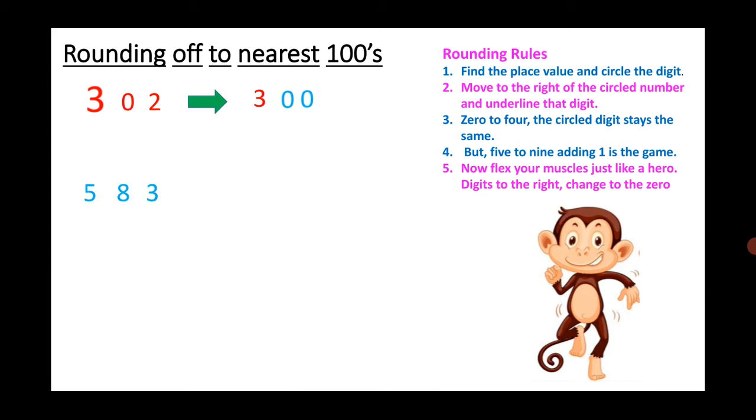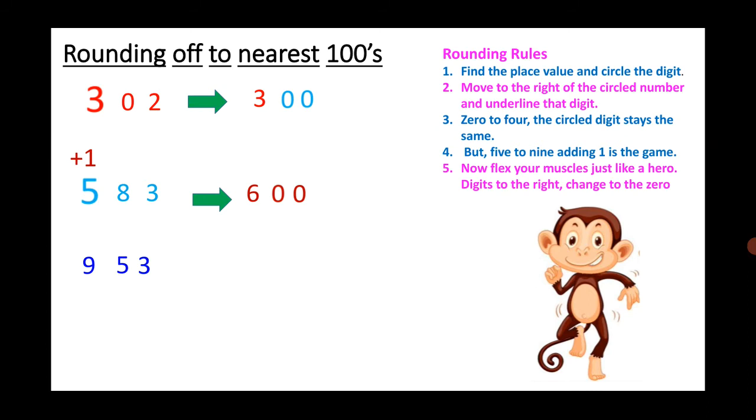Now next example we have 583. Now again, which number is in the 100th place? It is 5. So 5, and the number to the right of 5 is 8. So 8 is greater than 5. So what we are going to do? We are going to add one more to 5. So what will my number become? It will become 6, and the rest all will become 0. So this 8 is also going to become 0, and this 3 is also going to become 0. So my number 583 has been rounded off to 600.